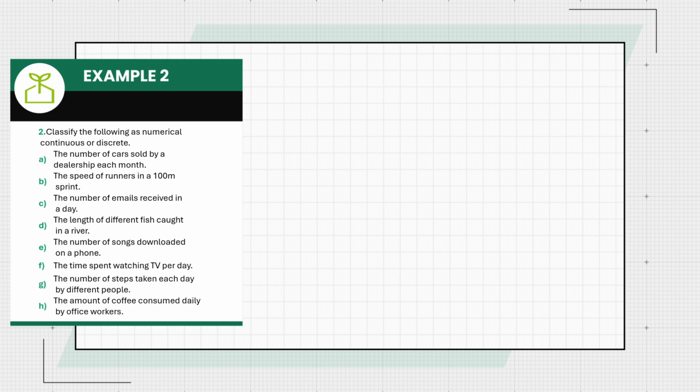Alright, let's get started. So for A, the number of cars sold in a dealership each month, we can only sell whole cars, so this is discrete. For B, the speed of runners in a 100-meter sprint is going to be continuous. For C, we have the number of emails received each day, which will be again discrete. For D, we have the length of different fish caught in a river will be continuous.